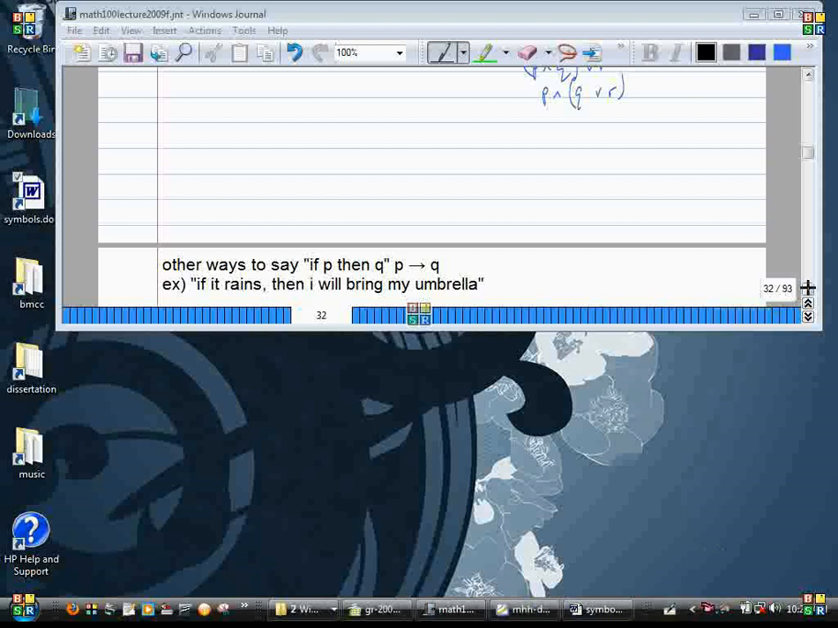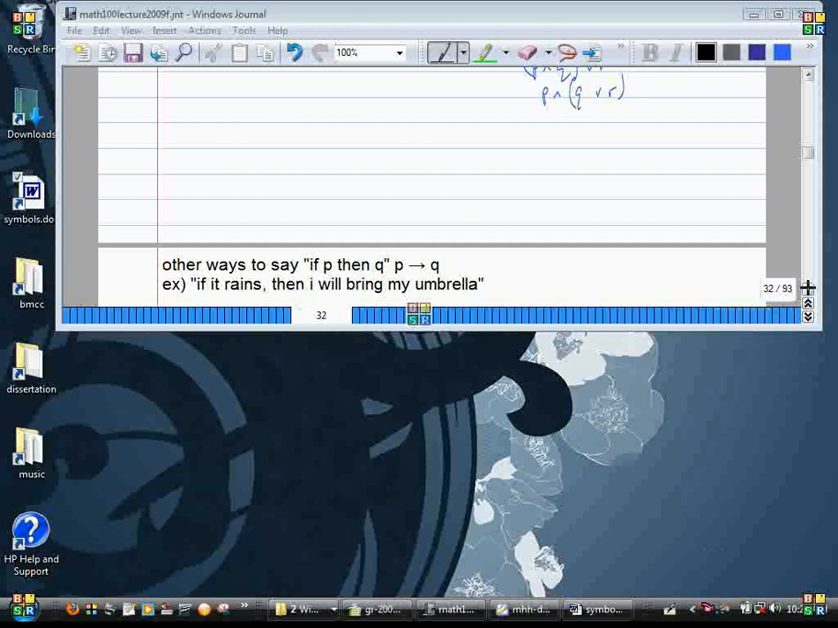So, let me say a couple more things about conditionals when it comes to talking about these things in words. Let's go back to one statement that we had last time. If it rains, then I will bring my umbrella, which we can represent as if P then Q.